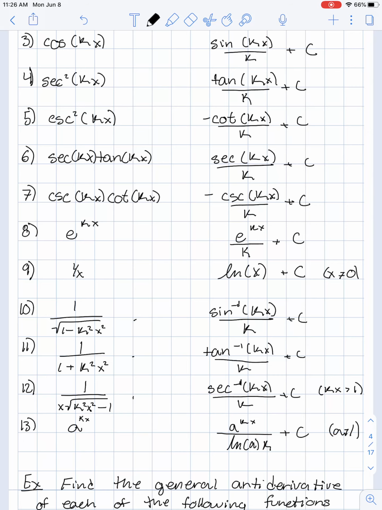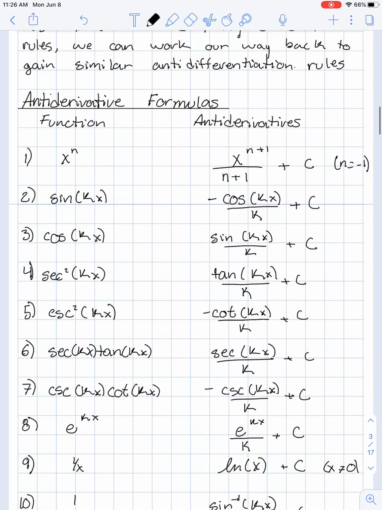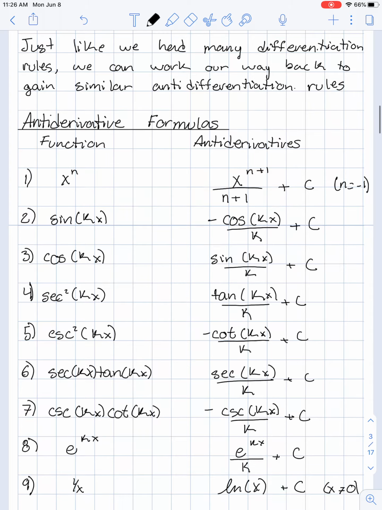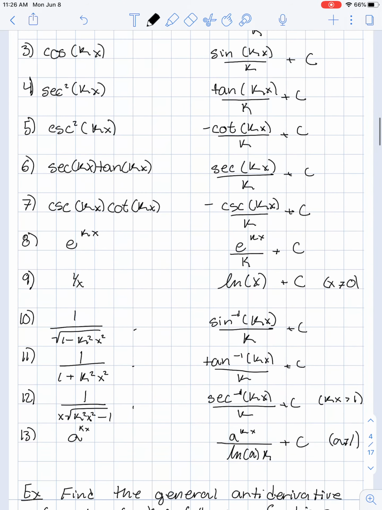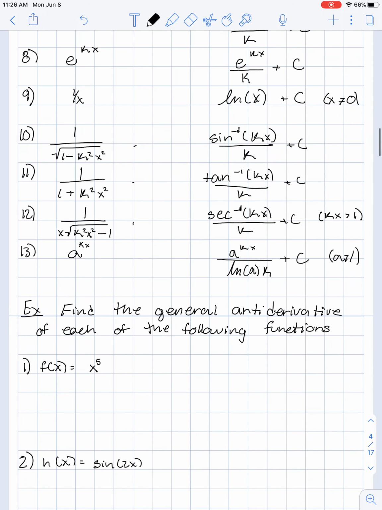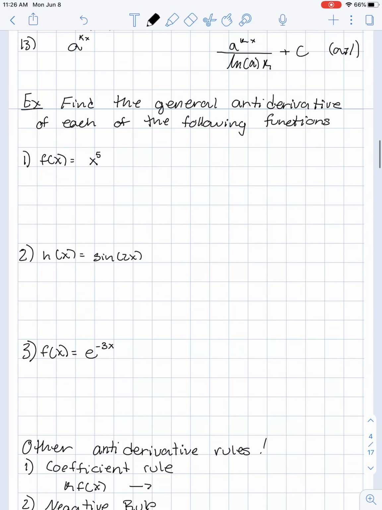So those are our big table of antiderivative rules. Just like you had all of your derivative rules, I highly suggest creating a chart, like a little cheat sheet, to do homework. Just so you're not having to flip back and be like, is this right, is this wrong, and so on. You just have that sheet with you. So let's do a few examples.